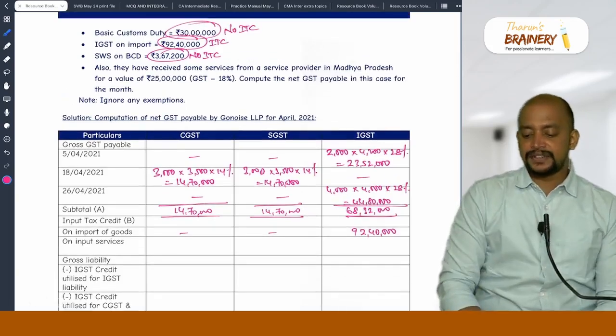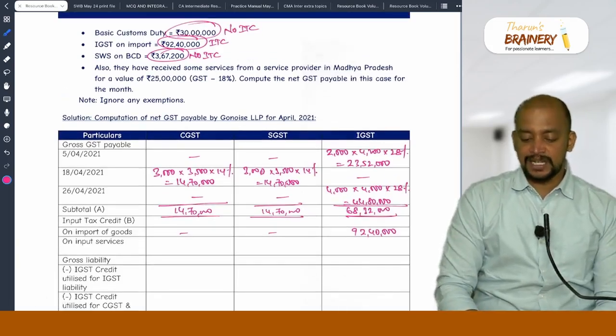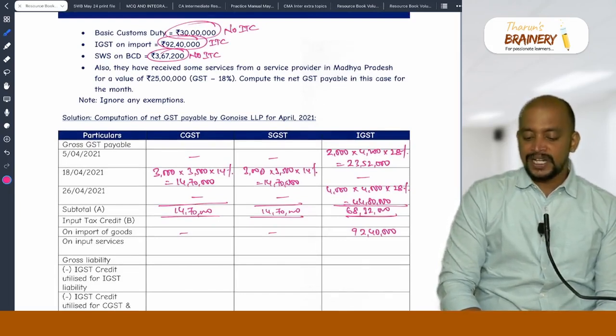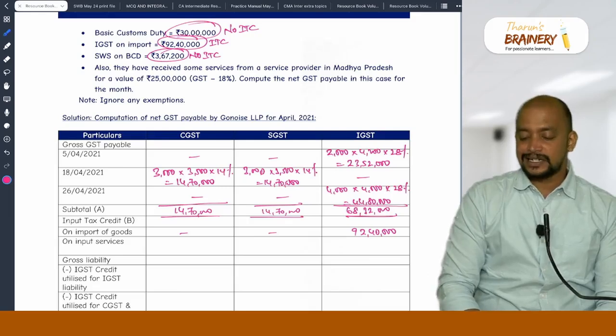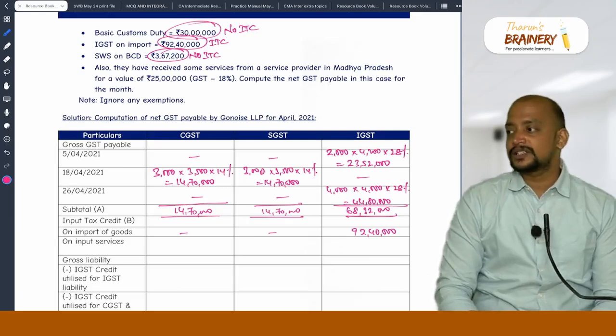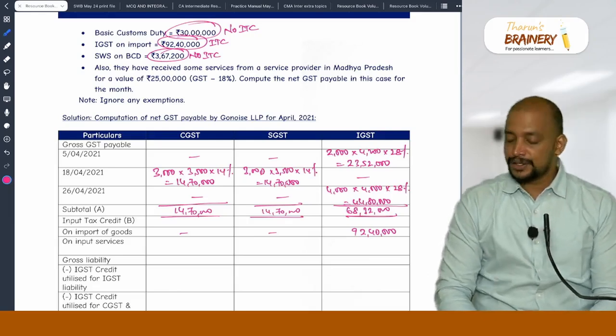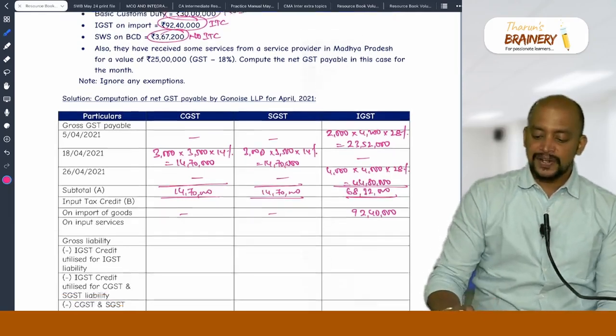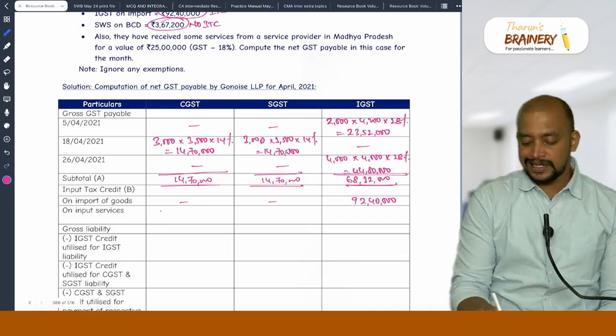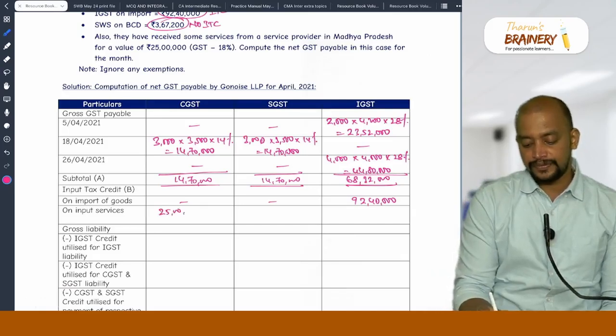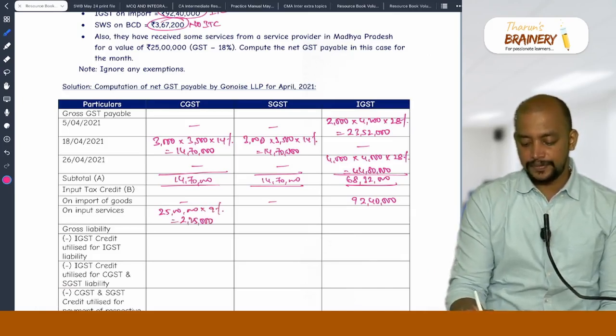Also, they have received some services from a service provider in Madhya Pradesh for a value of 25 lakhs, GST 18%. So it is intrastate, correct? Check where Go Noise is located, Madhya Pradesh. They are also receiving services within Madhya Pradesh. So it's an intrastate. So 25 lakhs into 9% and 9%. 2,25,000.